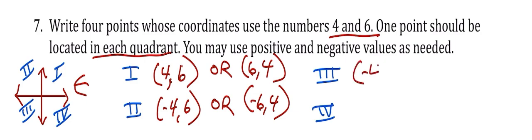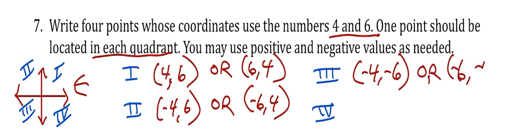Quadrant 3. So now both the x and the y have to be negative. So we could either have negative 4, negative 6, or we could have negative 6, negative 4.